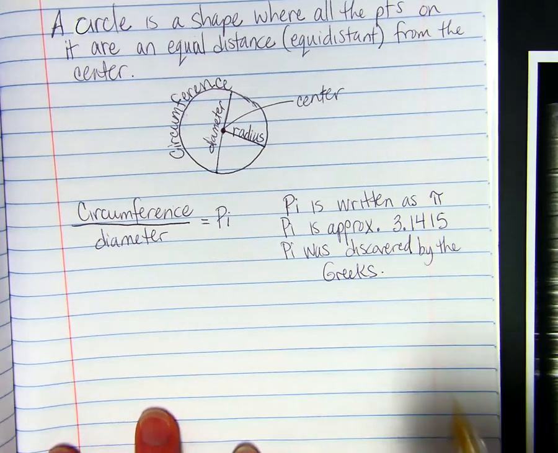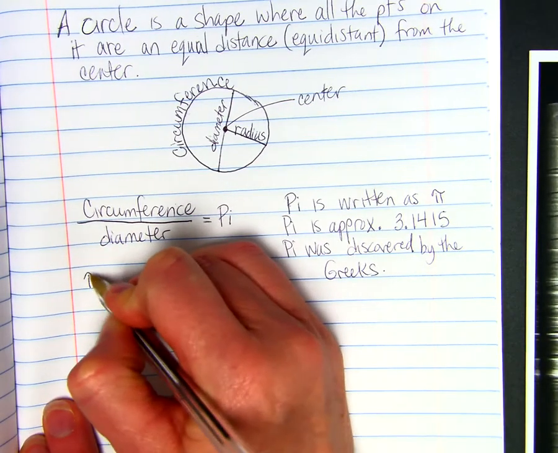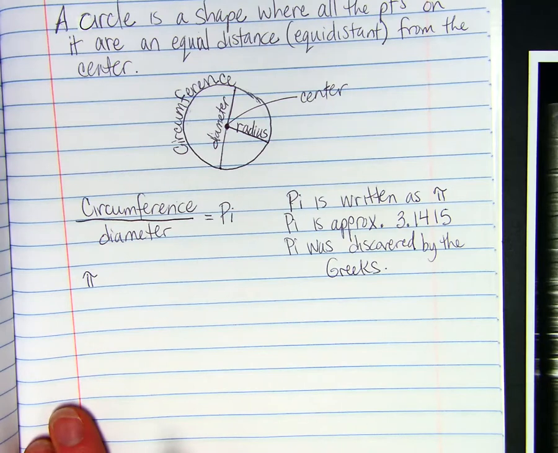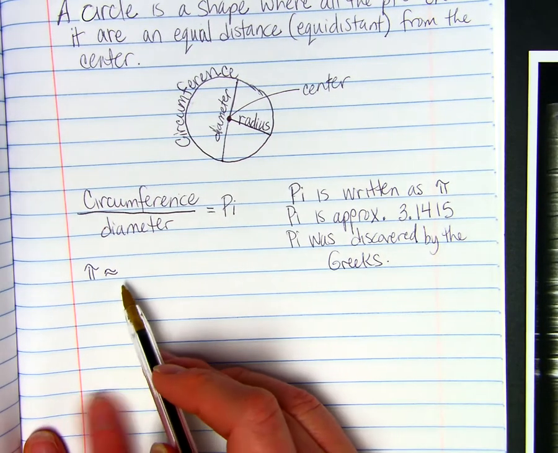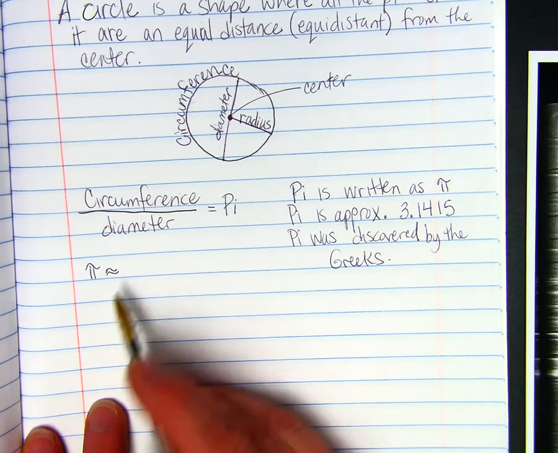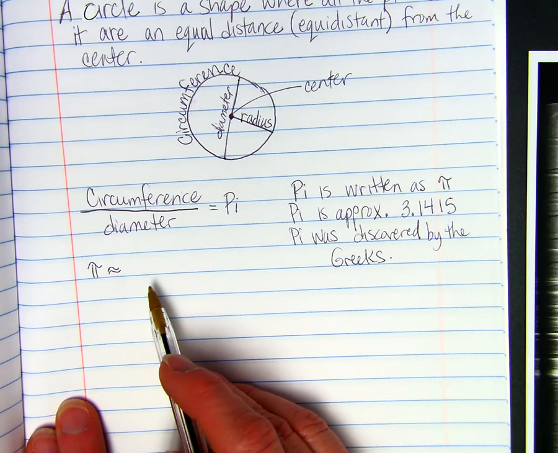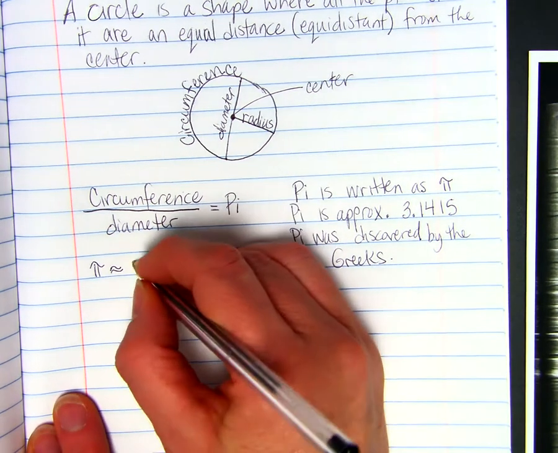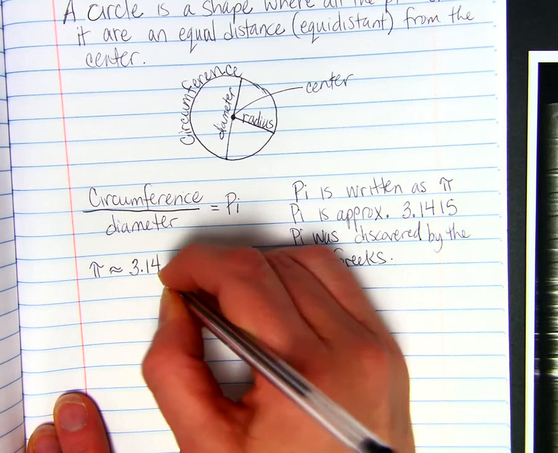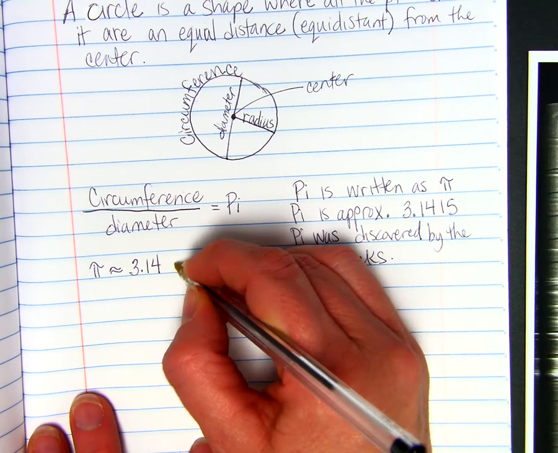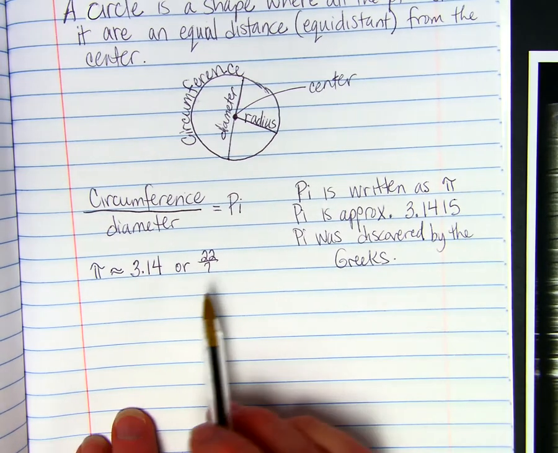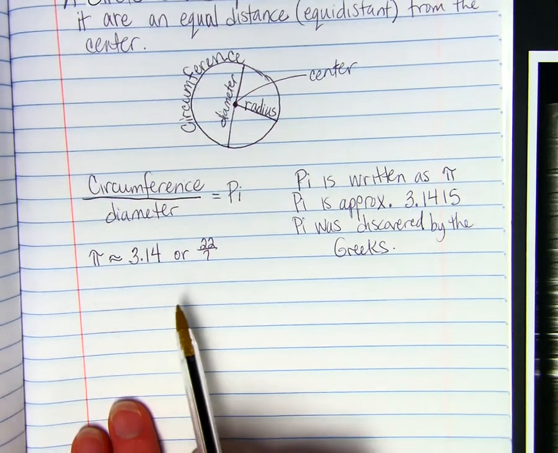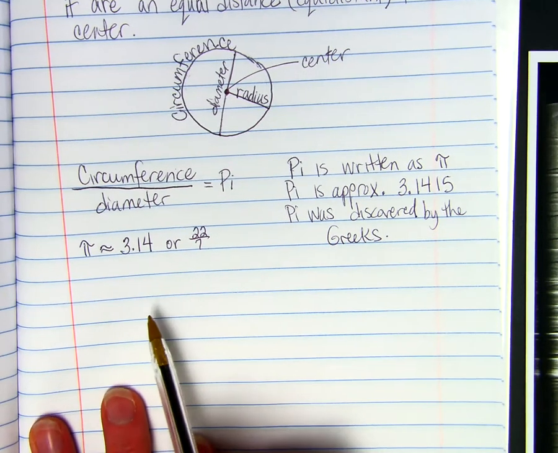So when we write pi, we want to say it's approximately. We don't use the symbol equals, because pi does not equal 3.14. It's approximately 3.14, or you could use 22/7. That is a good approximation for pi, but it is not exactly pi.